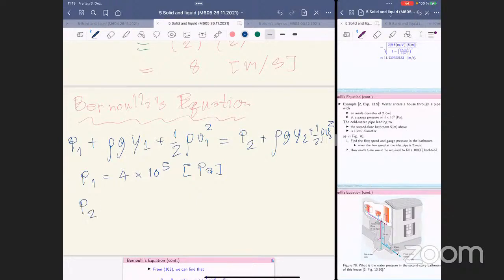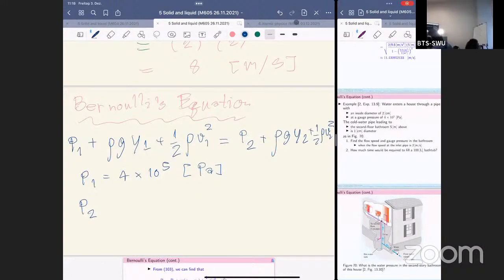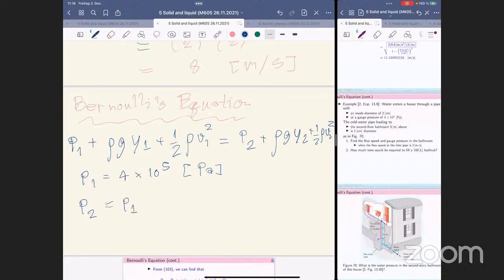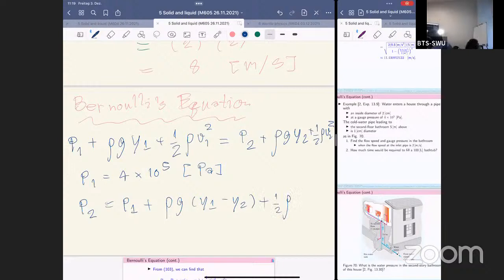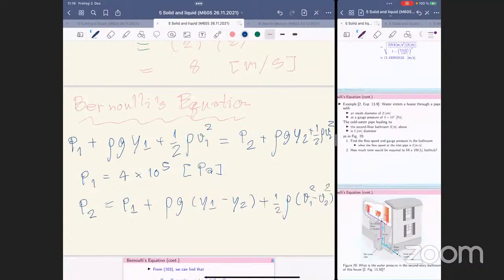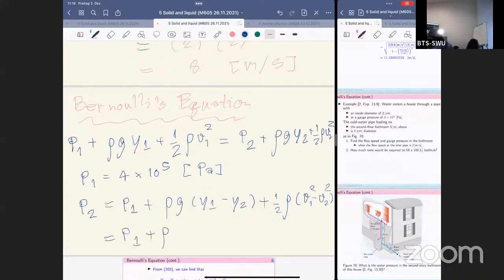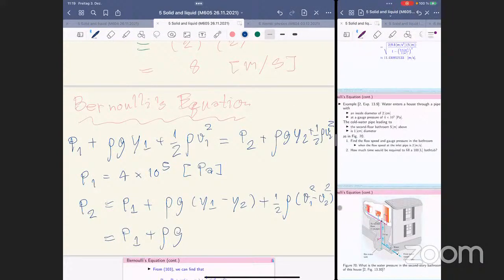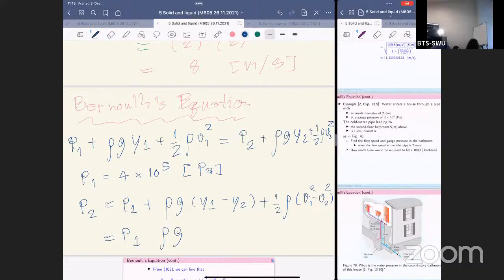So we move every term to the right-hand side, P2. We would get P1 in the first term, plus rho g (y1 minus y2), and also plus 1 by 2 rho (V1 squared minus V2 squared). P2 is going to be P1, the gauge pressure, plus rho g (y1 minus y2). We know that y2 is greater than y1, so this term is negative.